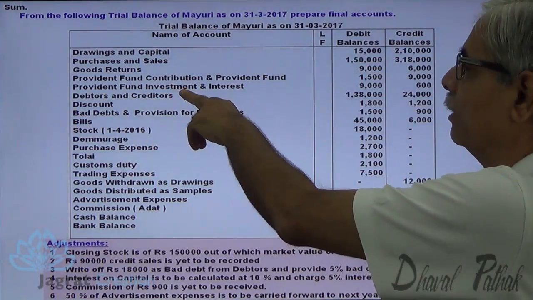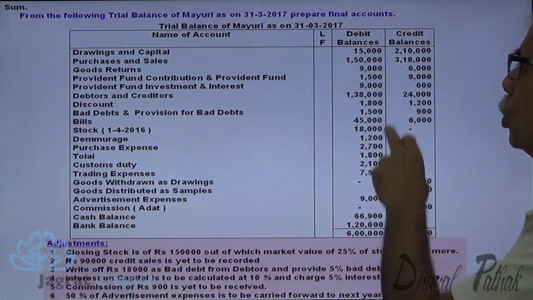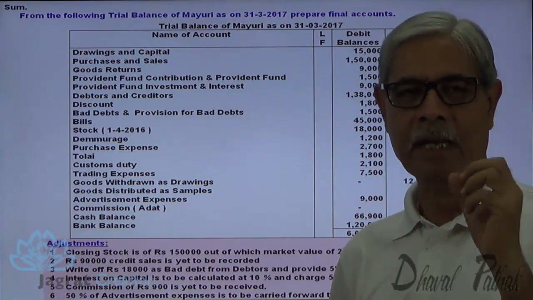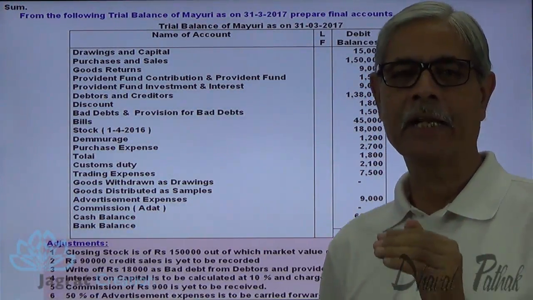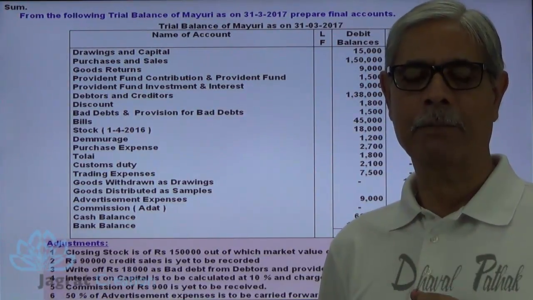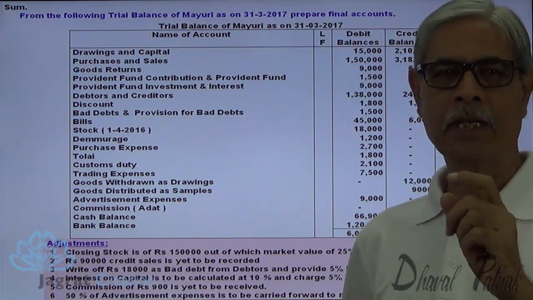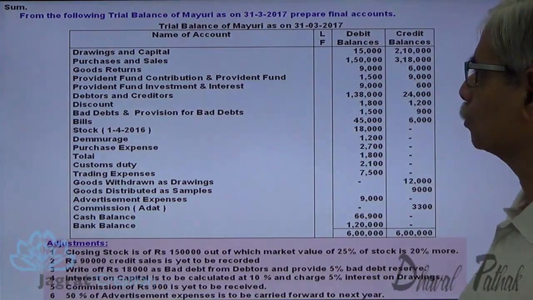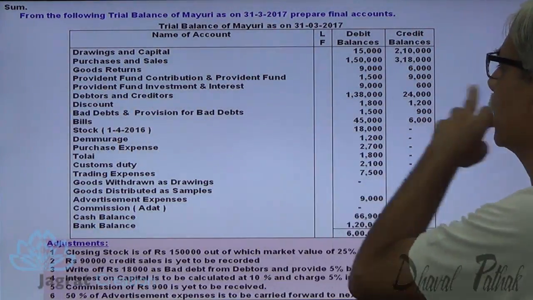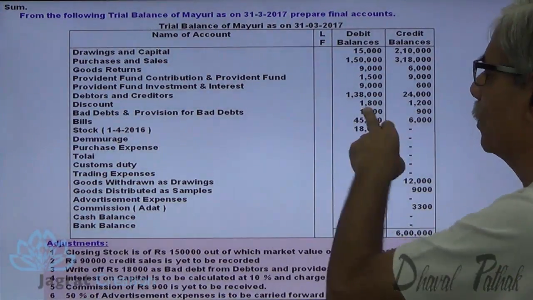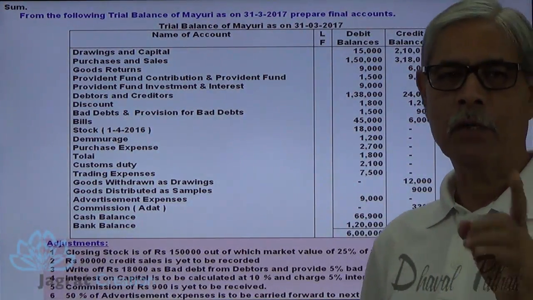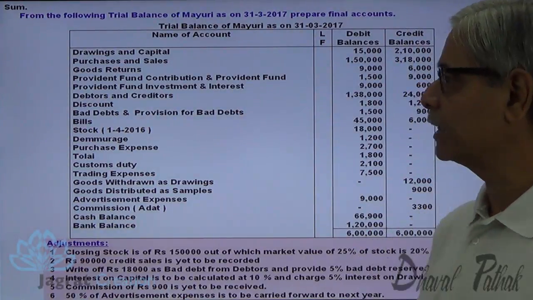Provident Fund investment and interest. Provident Fund investment has a debit balance, and the interest received on investment is an income that is added to the Provident Fund balance on the liability side of the balance sheet. It is an income of a specific fund. Debtors and creditors. Debtors has got a debit balance, creditors has got a credit balance. Discount debit balance is discount allowed, credit balance is discount received.